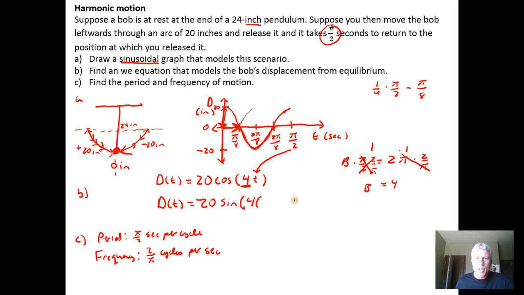We'll isolate our variable t from that scalar so that we can apply our shift directly to the input variable, and the shift needs to be pi over 8 units to the right, and then we can distribute to get this written in a standard form. We get negative 20 sine 4 times t minus 4 times pi over 8 is just pi over 2, and we have a sine model for a sinusoidal motion.